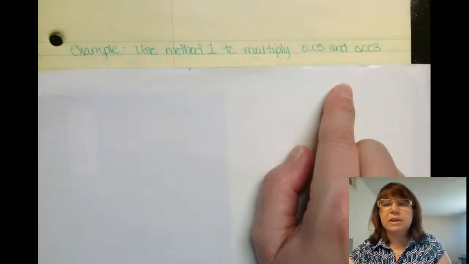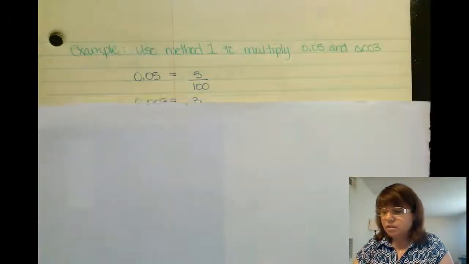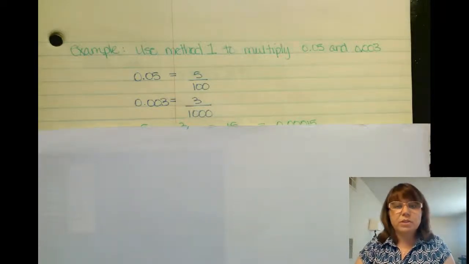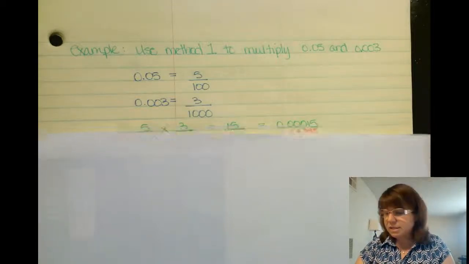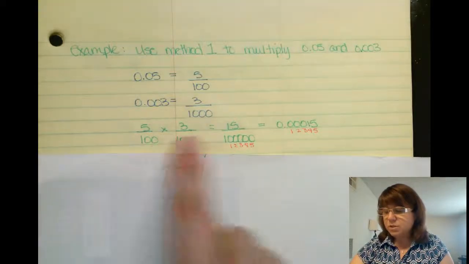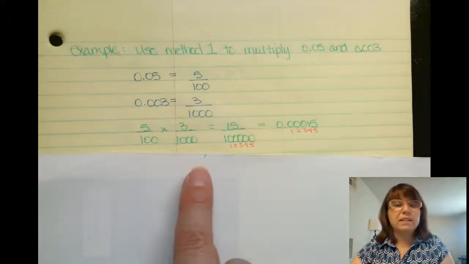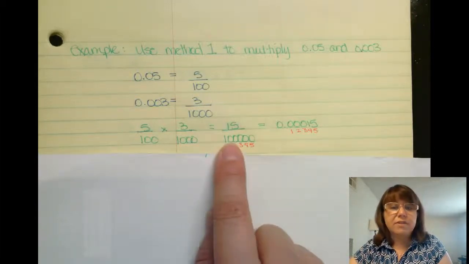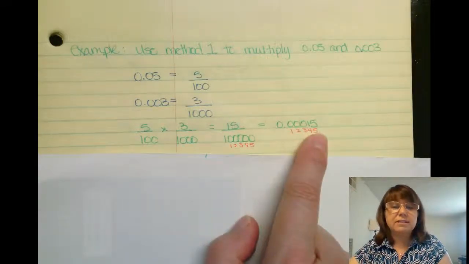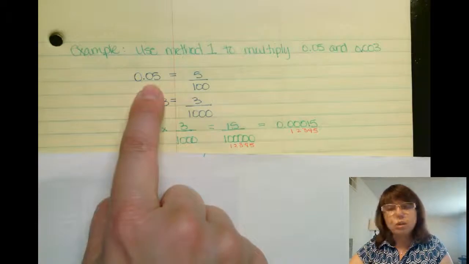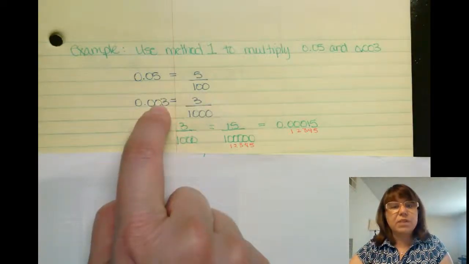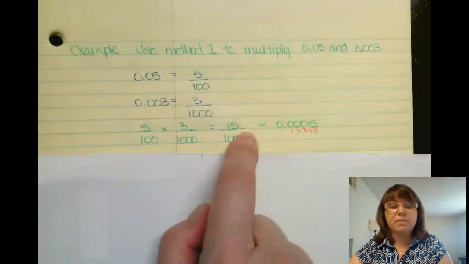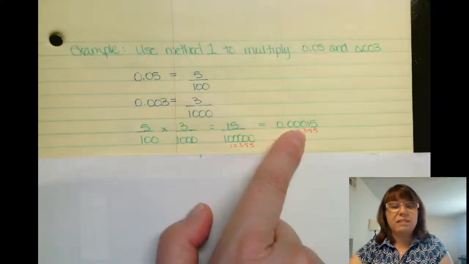0.05 and 0.003. So convert them both over into a fraction. 0.05 is 5/100. 0.003 is 3/1000. Multiply straight across. 5 times 3 is 15. 100 times 1,000 is 100,000. In other words, I have 5 zeros here. I have 5 spots here. Here I had 2, and I have 2 zeros. Here I have 3 decimals to the right. I have 3 zeros. I have 5 decimals to the right. I have 5 zeros in the denominator. I better have 5 decimals to the right.